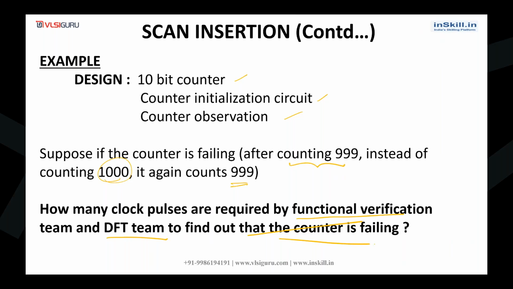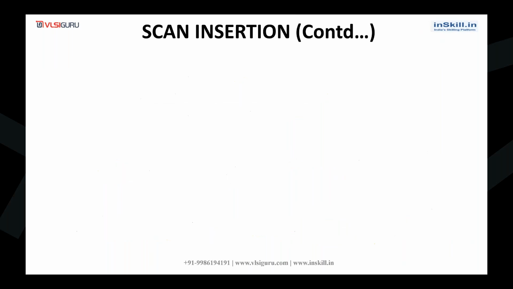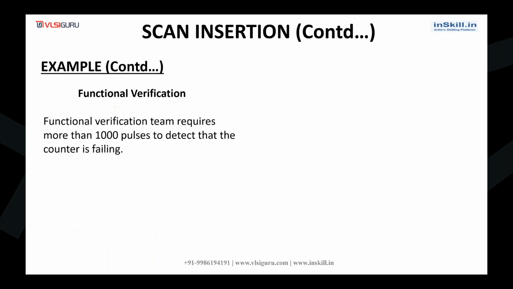Okay. So the functional verification team requires more than 1000 clock pulses to detect that the counter is failing. Why are we saying that? Let's try to understand it.